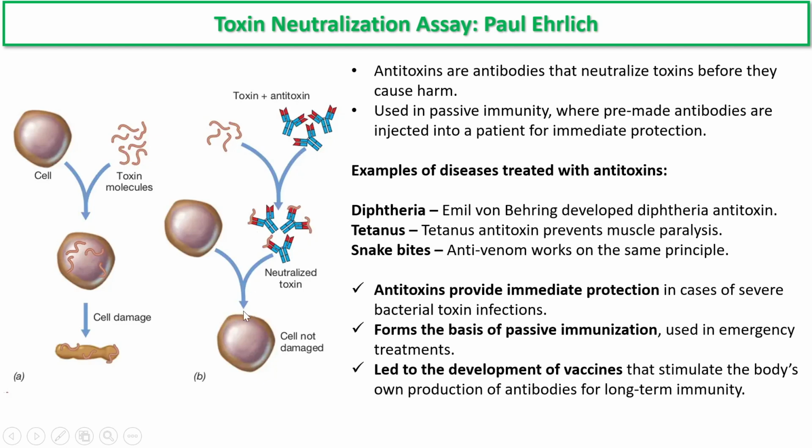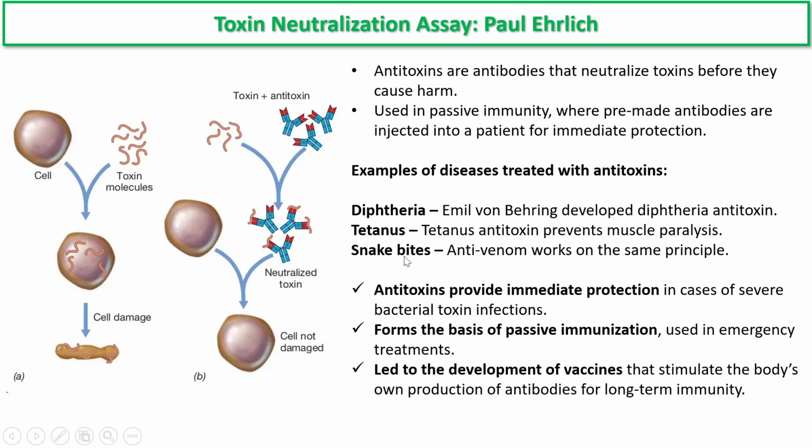So now the cell will not get damaged, because the toxin is not freely available to go and interact with the cell; the antitoxin is forming a complex with it and neutralizing it. So this was the toxin neutralization assay by Paul Ehrlich. So what is the need for this experiment? These antitoxins are antibodies that neutralize toxins before they cause harm. Used in passive immunity, where pre-made antibodies are injected into a patient for immediate protection.